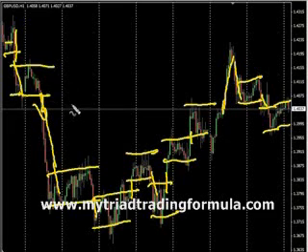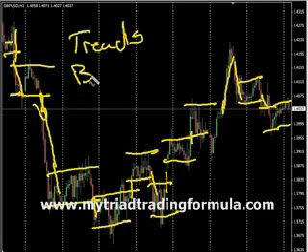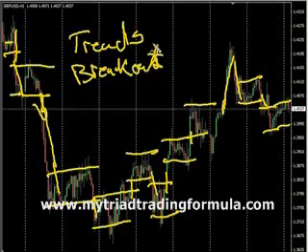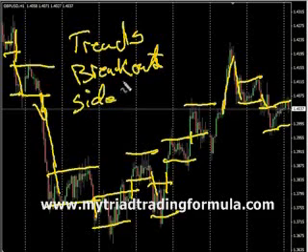So what you will find here, if you go through it, you'll see that the market trends, it breaks out, and it moves sideways, or moves in a counter trend fashion. So those are the three types of movement that the market makes.